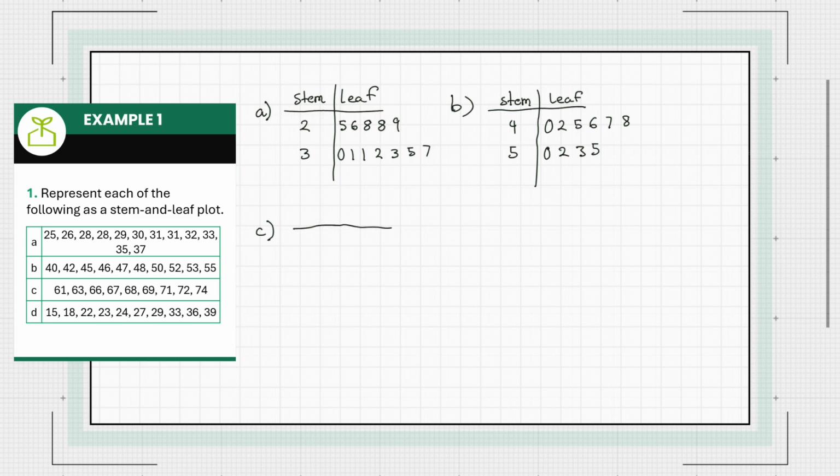For C, we have only 60s. So, nope, 60s and 70s, sorry. So 6 and 7. Right, so we need 61, 63, 66, 67, 68, sorry, 8, and then 9, and then we're done. And then 71, 72, and 74. Okay, and finally D.